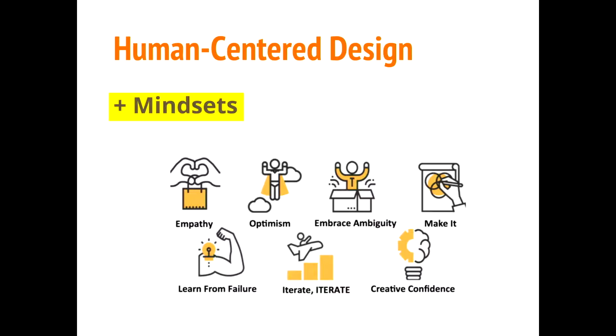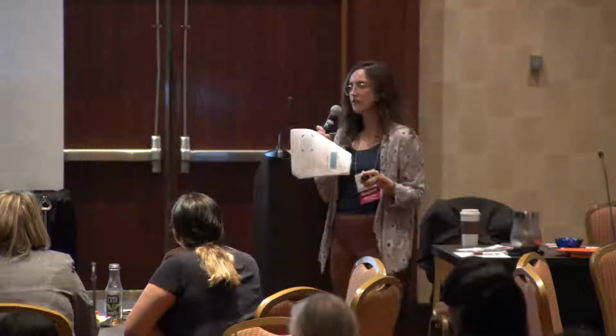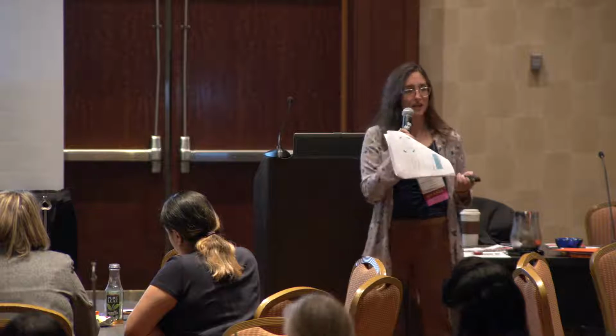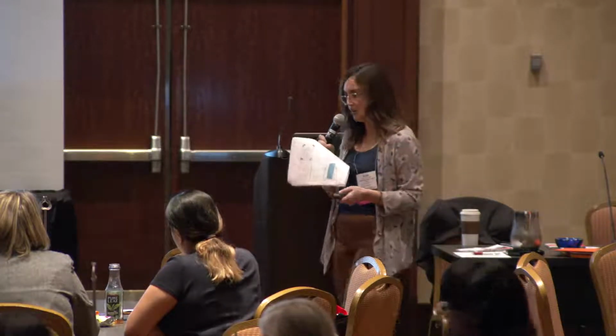Jen brought up one earlier in the opening about co-creating, and it's not on here, but co-creating is definitely one of them. And embracing ambiguity, being comfortable with the uncomfortable, learning from failure. So I want you all, on the back of your packet, to pick one of the mindsets you think are part of human-centered design: empathy, optimism, embracing ambiguity, making it, learning from failure, iterating, or creative confidence, and just write it down on the back of your packet.